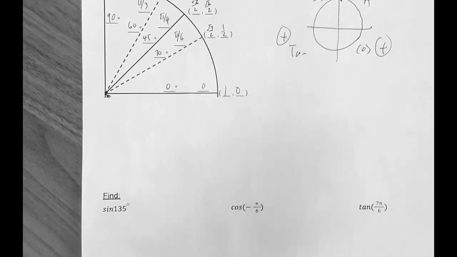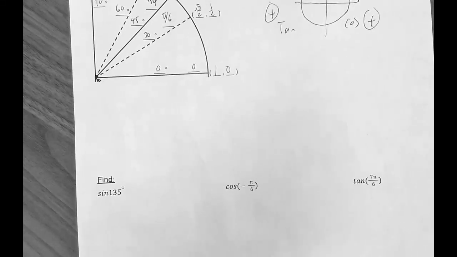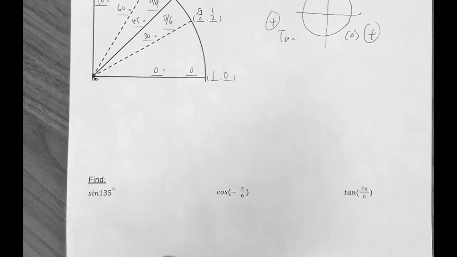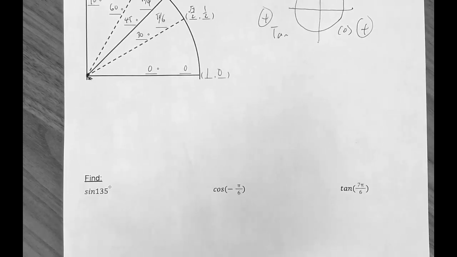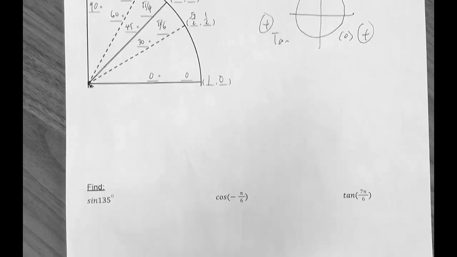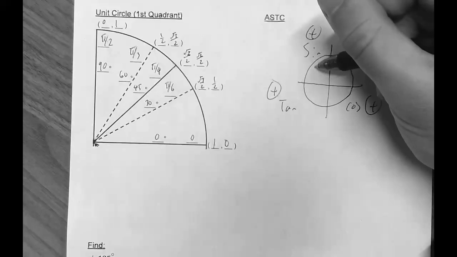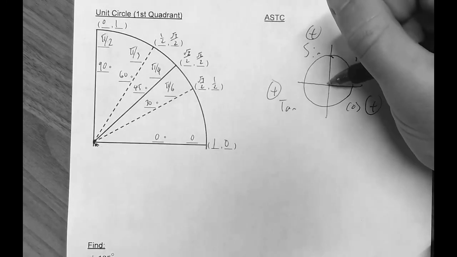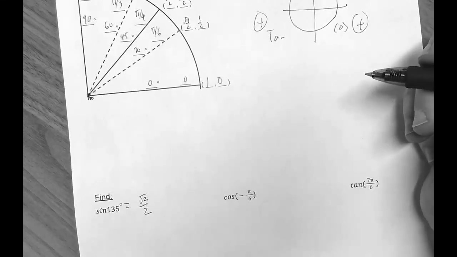And so how do you find these values? Well, you can use the unit circle to find, okay, well, what is sine 135? What is cosine negative pi over 6? What is tan 7 pi over 6? So if you have a unit circle, it's really easy. If you don't have a unit circle, it's not too bad either. So where is 135? 135 is right here on the unit circle. So there's a root 2 over 2 value because it's a multiple of 45 degrees. So sine 135 is root 2 over 2.